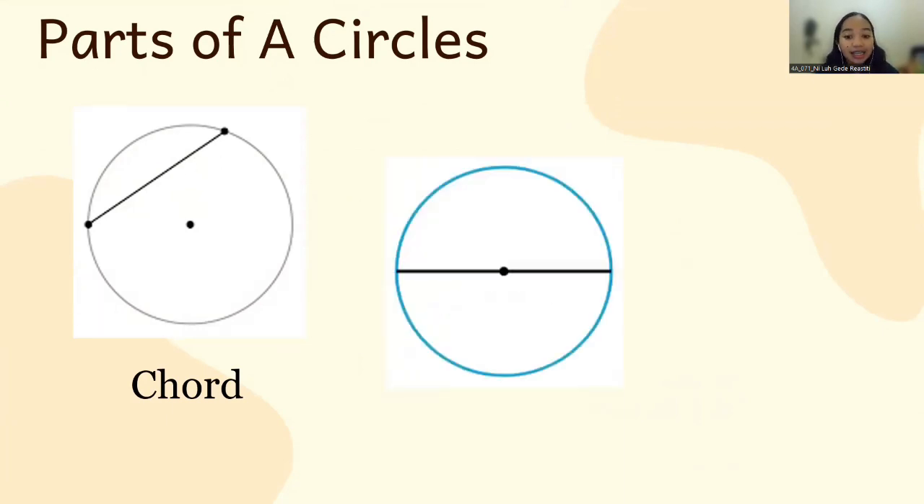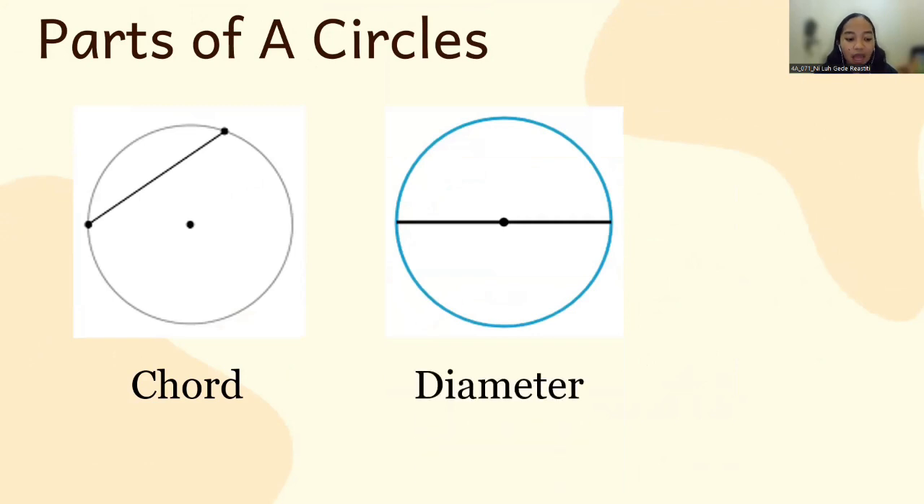And the last is the diameter. A diameter is a very specific type of chord. It is a line segment that connects two points on the circle, but it has to go through the center of the circle. The diameter is twice the length of the radius. The diameter is also equal to 2 times r, where r stands for the radius.